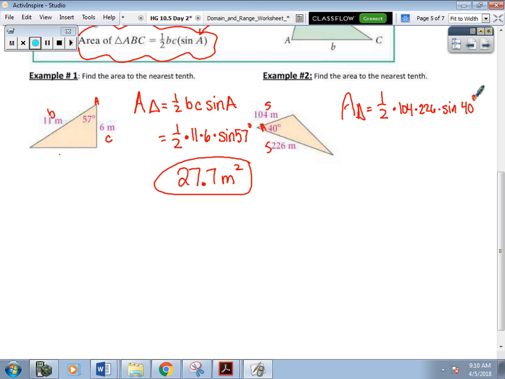What do we get when we round that to the nearest tenth? Something big. These are big numbers. 90? Point zero? Yep.